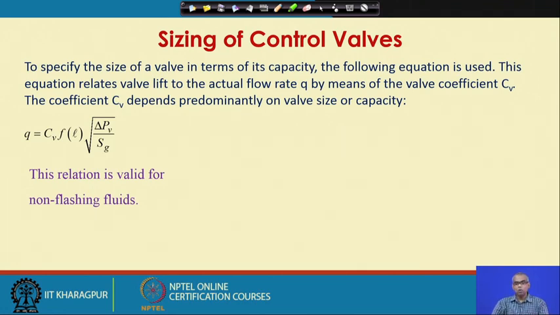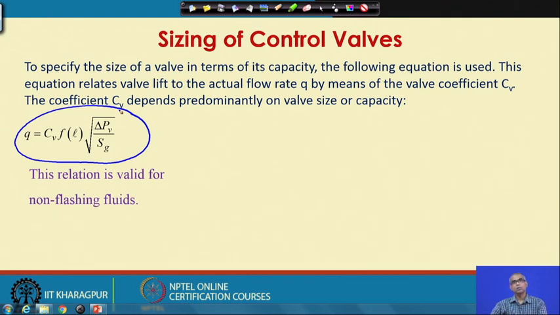So, let us start talking about sizing of control valves. To specify the size of a valve in terms of its capacity, we use this equation. The equation is Q equal to CV F of L square root of delta PV by SG. This equation relates valve lift, which is represented by L, to the actual flow rate Q by means of valve coefficient CV.